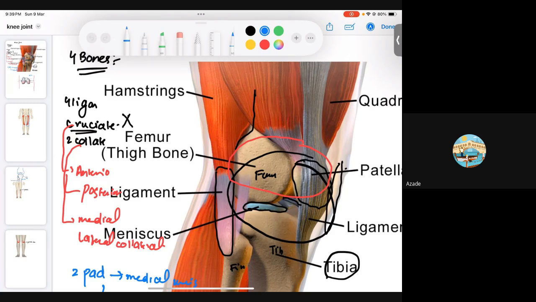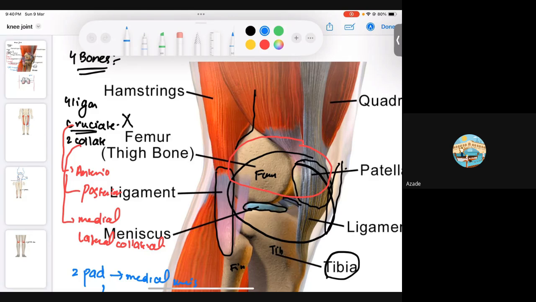Perfect. And the collateral. It is the medial collateral ligament, and one of them is the lateral, the lateral collateral ligament. Okay, that's perfect. So we were discussing the knee joint.